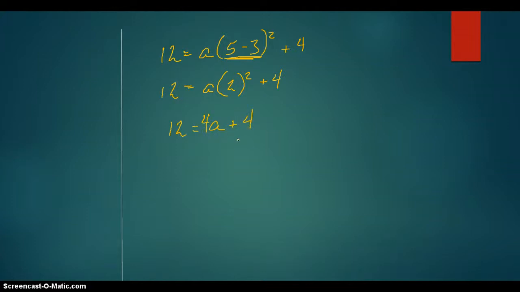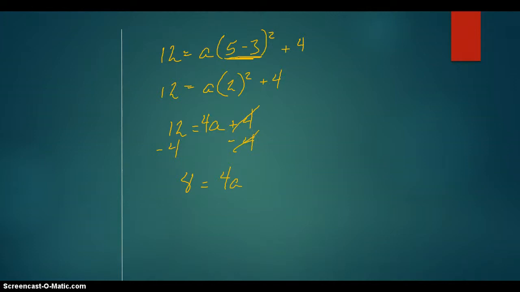And now I have a pretty straightforward algebra equation to solve. Minus 4 and minus 4. And that gives me 8 equals 4a. I found a zero pair here.